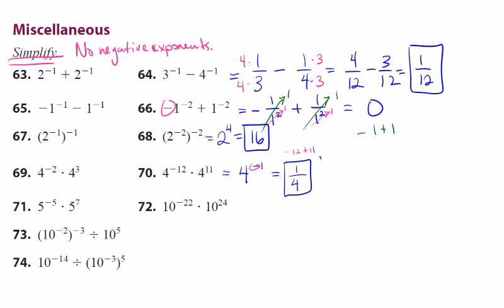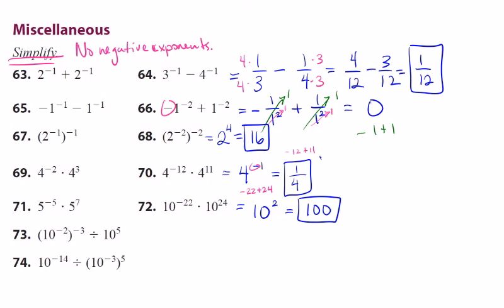All right, so 72. So once again, we have the product rule, product property. So I'm going to bring over the base, and I'm just going to add the exponent, right? So negative 22 plus 24, that equals positive 2. And then 10 squared, of course, is 100. All right. So hopefully this is making sense. If you have any questions, as usual, bring them to class, or you feel free to email me.